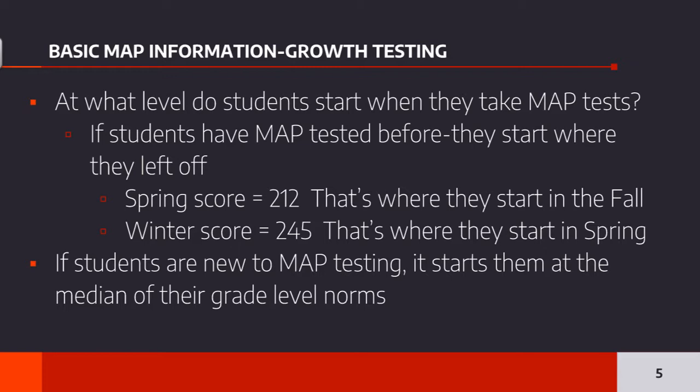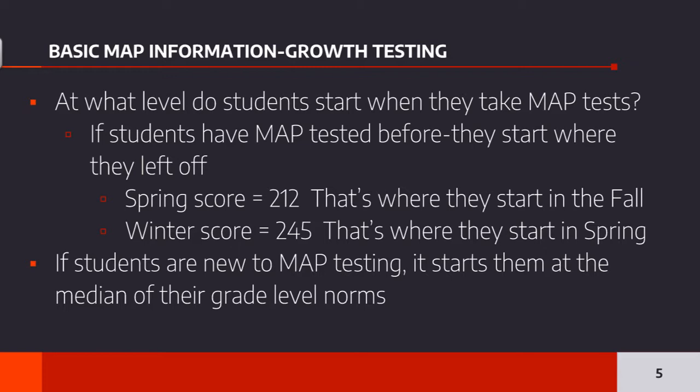So let's say you have a student and they sit down to take a MAP test. At what level do students start when they take MAP tests? Well, that depends if a student has MAP tested before in our district. If they have, they're going to start where they left off the last time they took a MAP test. For example, let's say in the spring they have a score of 212. Well, that's where they start in the fall, meaning they get questions at a 212 level to begin with.